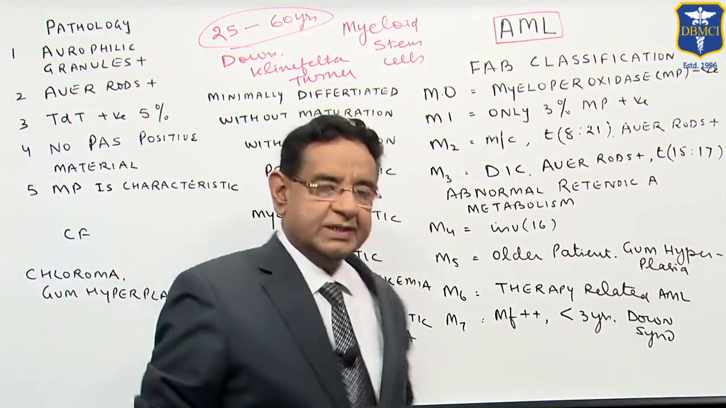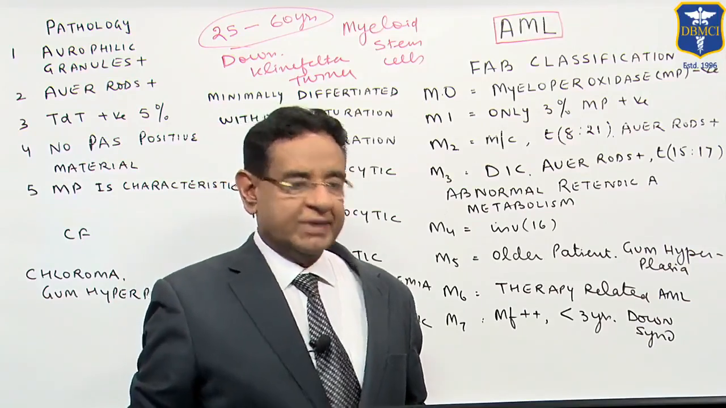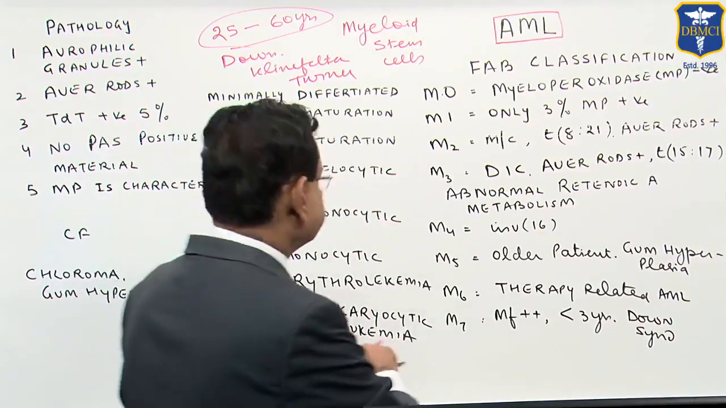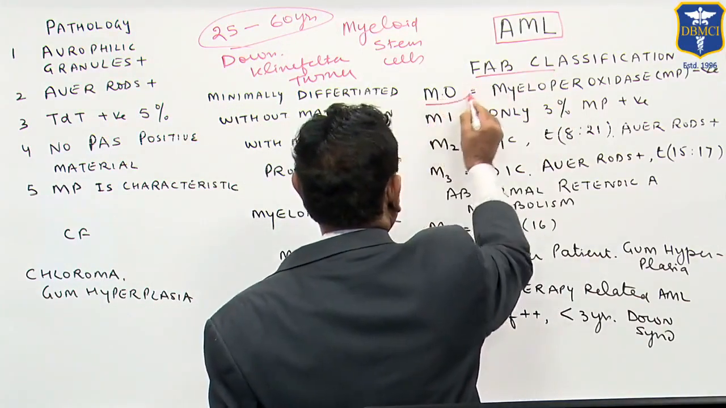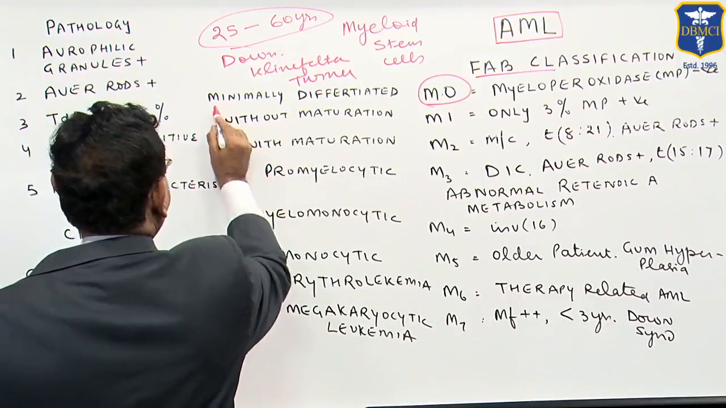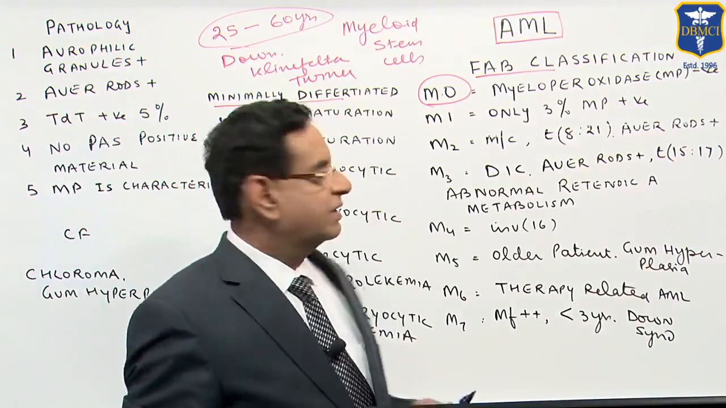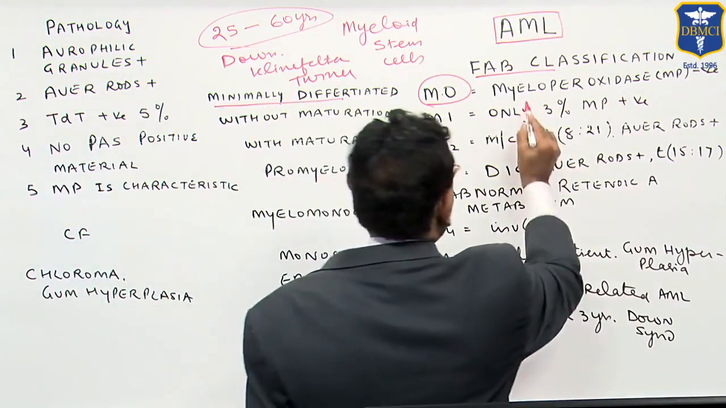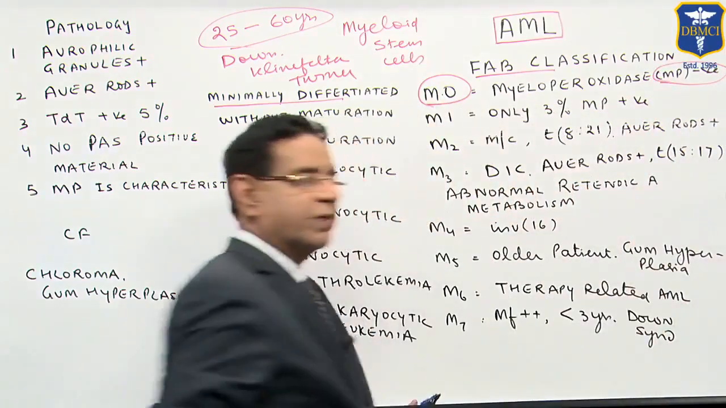Now, let's see how we classify AML. We have the FAB classification. We have M0, which is also known as minimally differentiated. They are myeloperoxidase negative. This is a very important point.